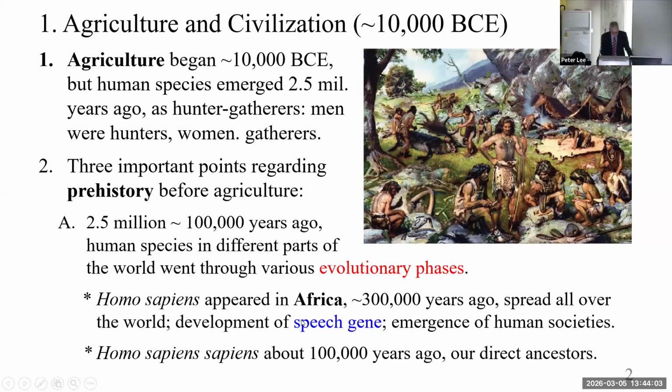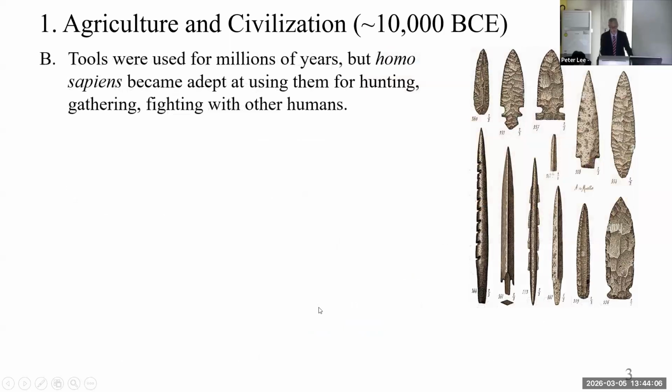So that's one thing, right? The second thing is tools were used for millions of years, but Homo sapiens, starting from 300,000 years ago, became very adept at using tools for hunting, gathering, fighting with other humans, for all kinds of things. Tools are what made human beings the master of all of the planet. Tools, I should say, I'll come back to this toward the end of the course. What are tools but technology? It's a form of science and technology, isn't it? Human beings gained a technological advantage over all the other life forms on this planet.